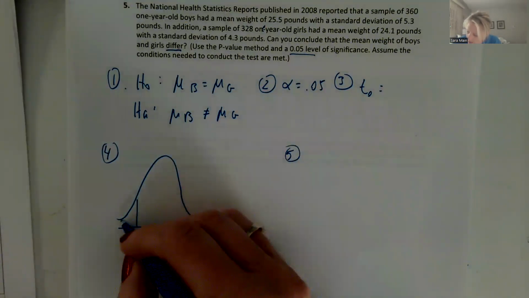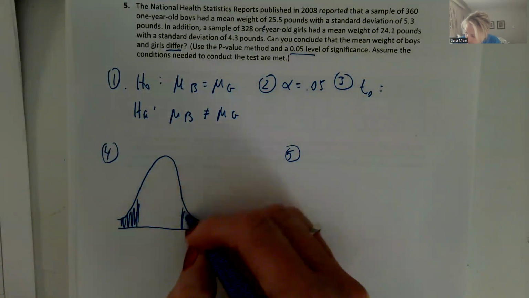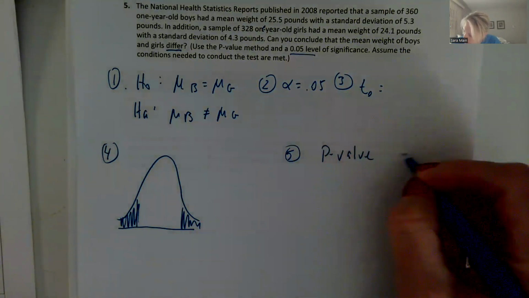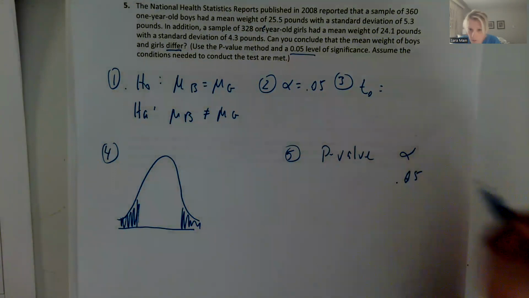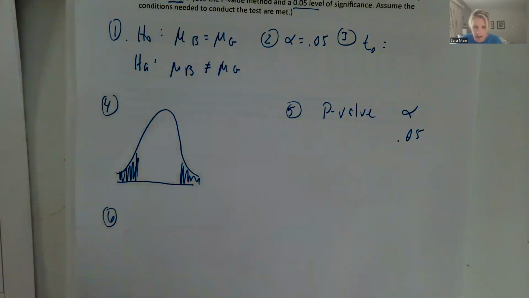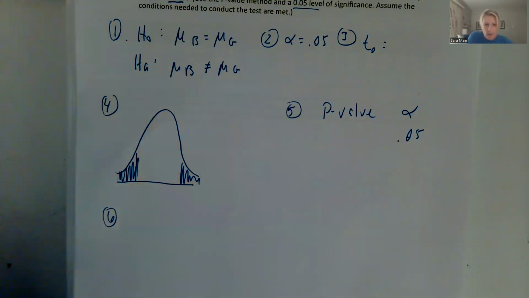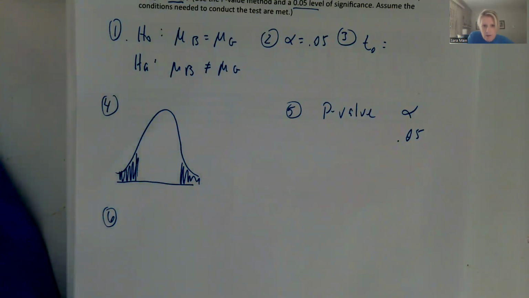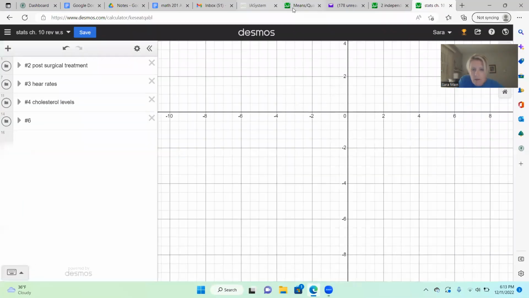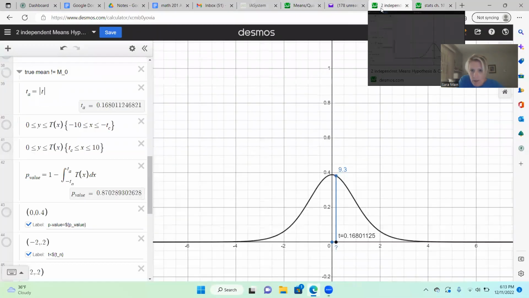So it's a two-tailed test, so it's going to look something like this. Then we're going to be comparing our p-value to our alpha, which is 0.05. And then, of course, we're going to have our conclusion at the end. So let's go ahead and go to Desmos and put this into our 2 independent means.